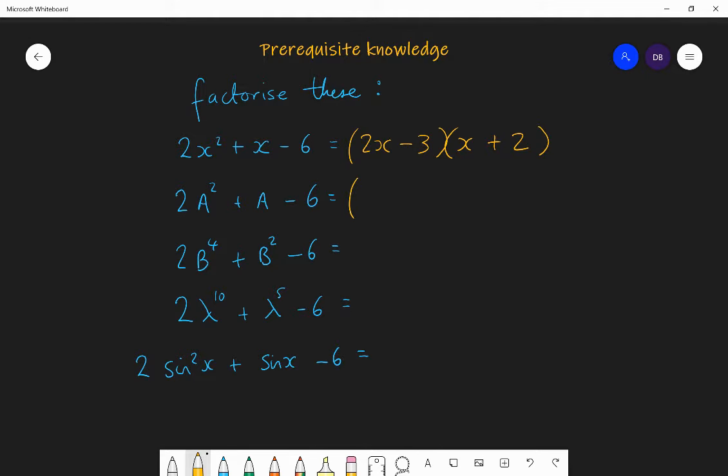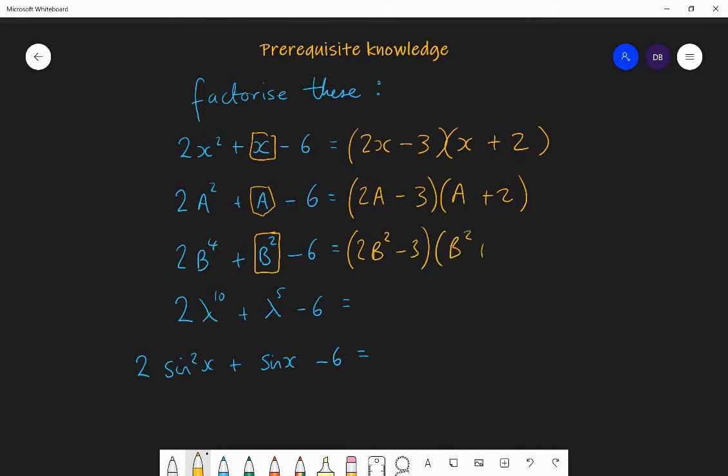And the others all form the same pattern. The second one is exactly the same as the first, but with a's instead of x's. The third, the thing that is squared and that is on its own is b squared. So you've got b squared there, and then you've got b squared squared, which gives you b to the power 4. So in effect, your b squared has replaced what was the a and what was the x. So it's (2b² - 3)(b² + 2). That would factorize it.